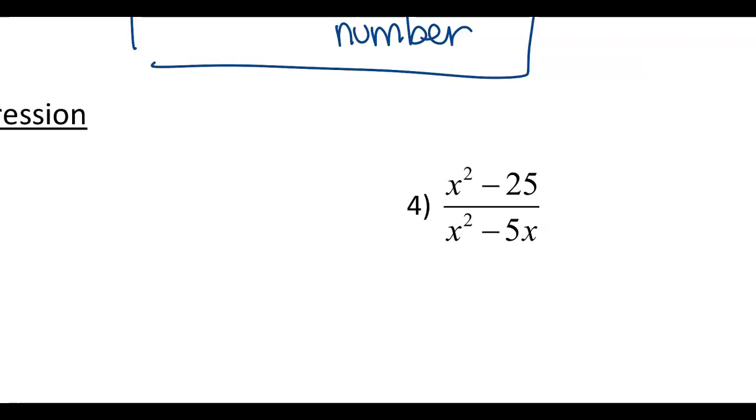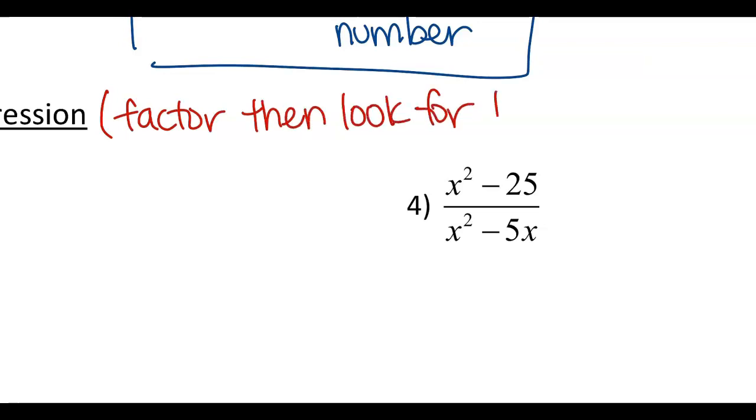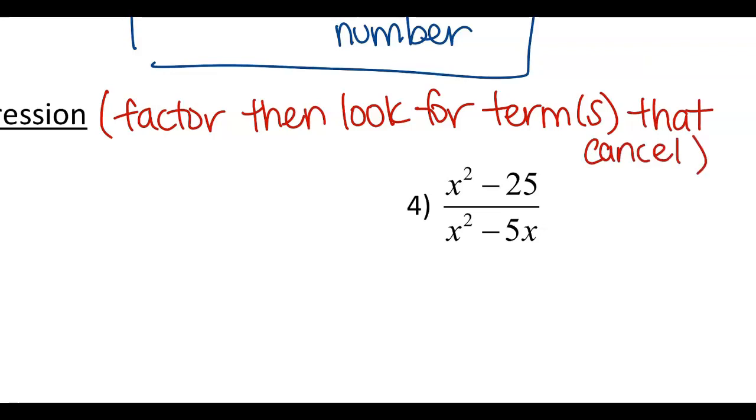At the top of my page, I'm just going to put a little bit of a step for part 2. The step is, I want you to factor, then look for term/terms that cancel. That's pretty much what it means to simplify a rational expression. What you're trying to do is factor first and then look for a term or terms that can cancel.